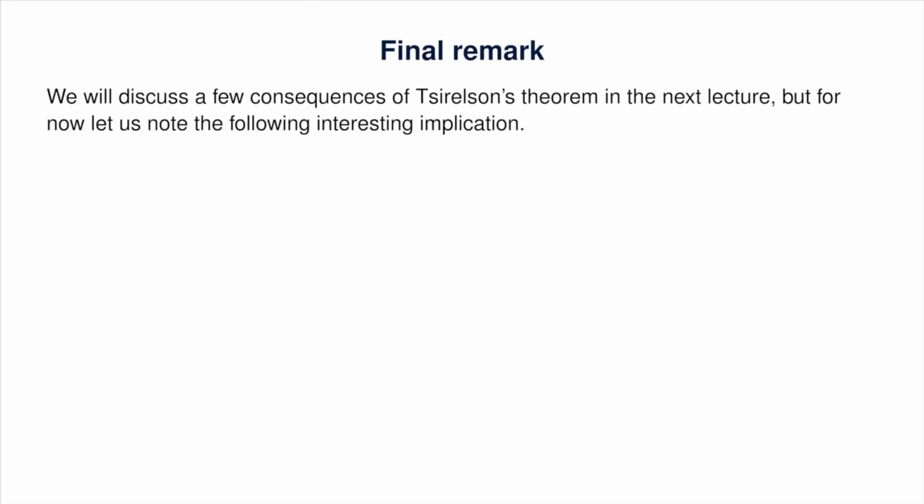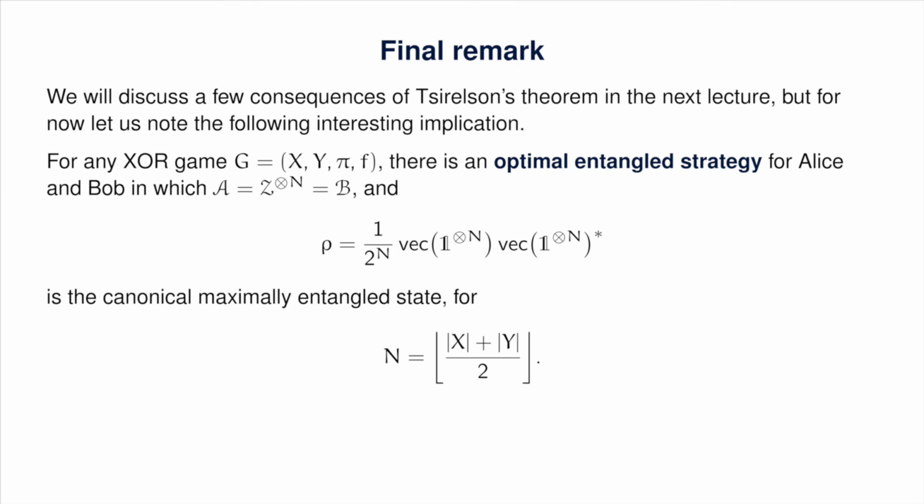We're going to use this theorem in the next lecture, as I mentioned before, so this isn't the end of the story. For now, let's just observe the following implication of the theorem, or really its proof. And that is that if we have any XOR game G with question sets X and Y, Alice and Bob always have an optimal entangled strategy where they share capital N qubits in a maximally entangled state, for n being the floor of the size of X plus the size of Y divided by 2.